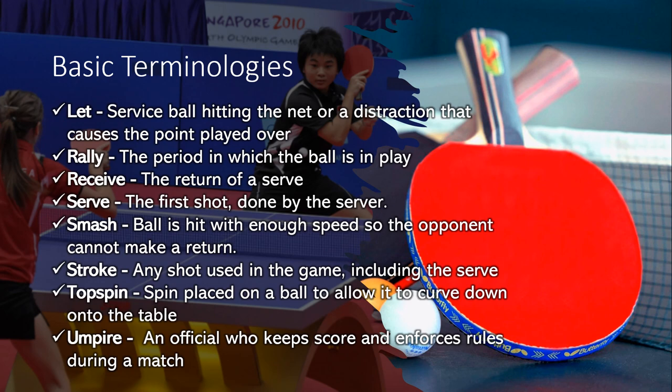Serve. The first shot done by the server. It begins with the ball being thrown up from the palm of the hand and struck by the racket. Smash. A put-away shot, the ball is hit with enough speed so the opponent cannot make a return. Stroke. Any shot used in the game, including the serve, is called a stroke. Top spin. A spin placed on the ball to allow it to curve down onto the table. Umpire. An official who keeps score and enforces rules during a match.